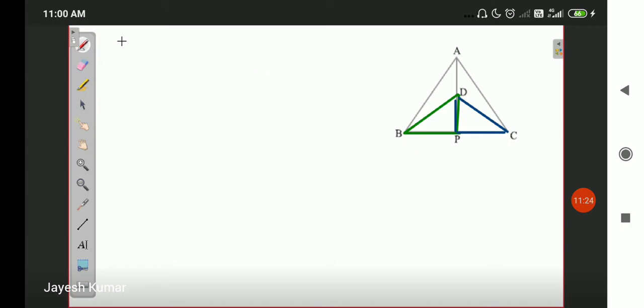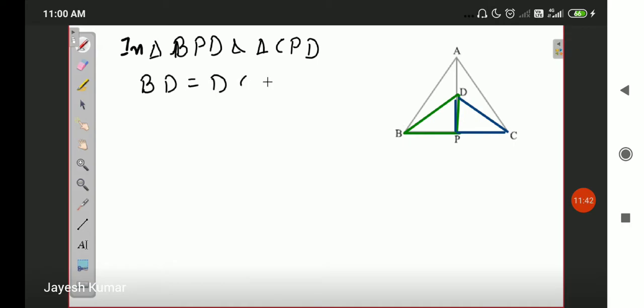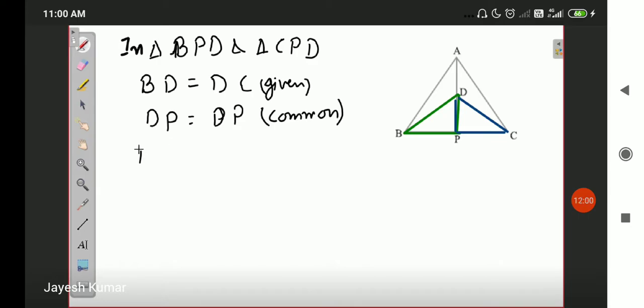Okay. Now, in triangle BPD and triangle CPD, in both of these triangles, now we know that BD is equal to DC, that was given to us, and DP was a common line for both the triangles. And finally, we have proved that BP and CP are both equal.